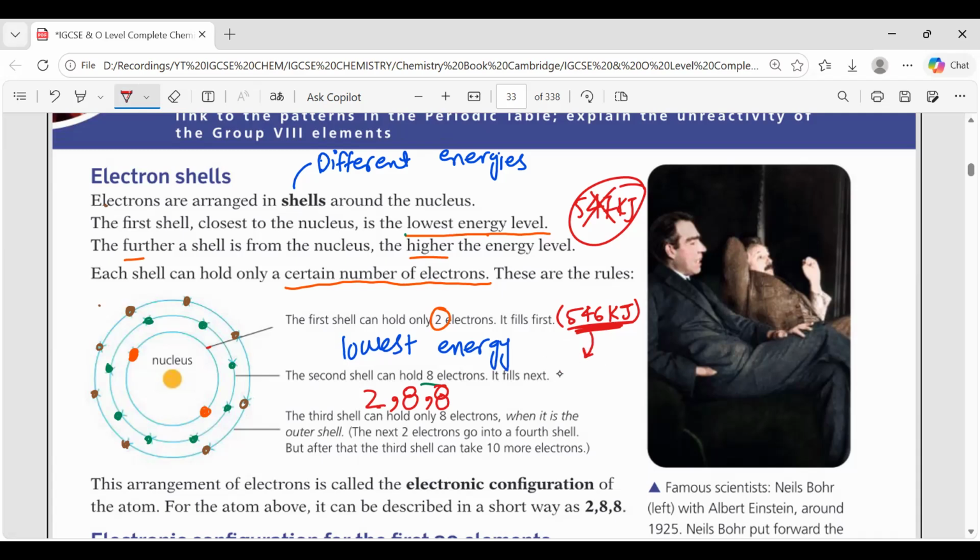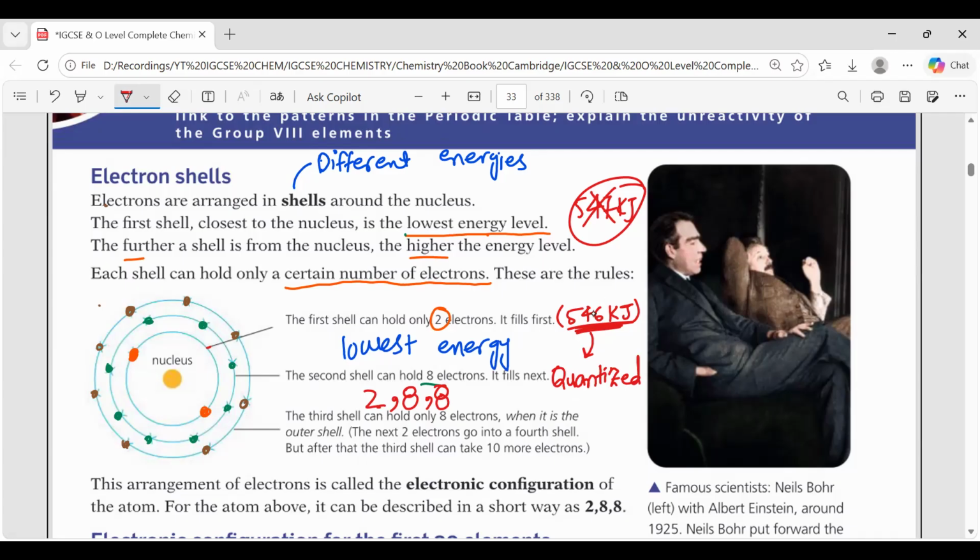The terminology for this is known as quantized. The shells have quantized energy. Quantized means fixed energy. Are you getting this? Each shell has a fixed value. You cannot exceed that value or decrease that value. If you want any electron to be in that particular shell, you need the exact amount of energy. Just like, if I want the electron in the first shell, I need to give 546 kilojoules of energy.